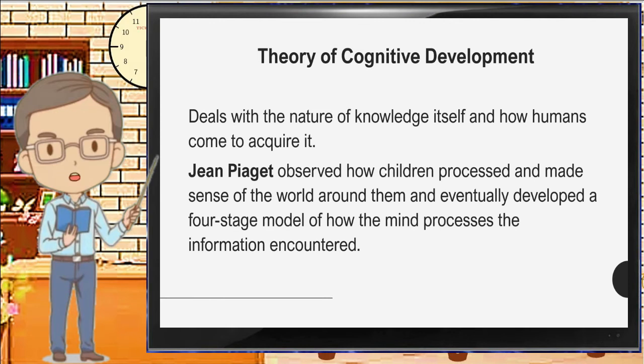The first perspective we're going to talk about is the theory of cognitive development, and this was theorized by John Piaget. The theory of cognitive development deals with the nature of knowledge itself and how humans come to acquire it. Piaget focused his work on children, and he believed that children made sense of the world in a different way compared to adults. This is not to say that children are inferior to adults, but rather that children think in a different manner compared to adults. He focused on how children develop cognitively in the early stages of life, and he came up with a 4-stage model of how the mind processes the information encountered. So let's take a look at those stages in the next few slides.